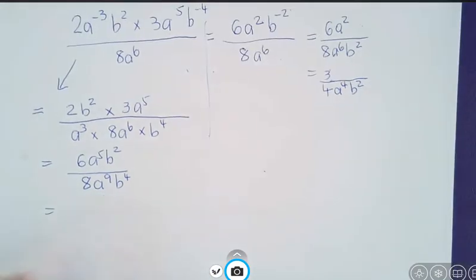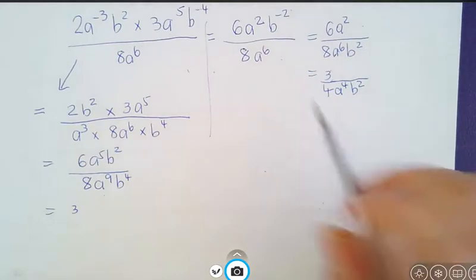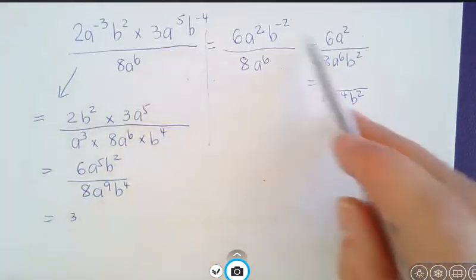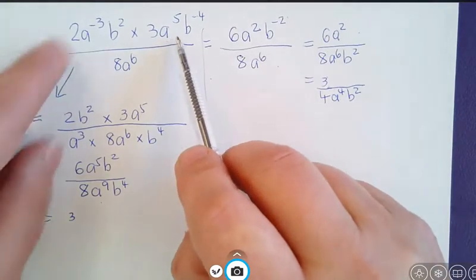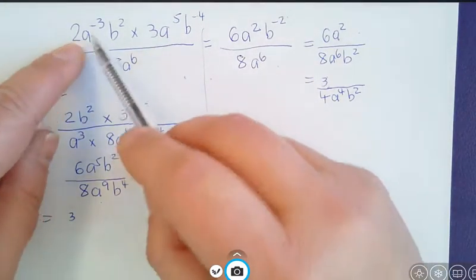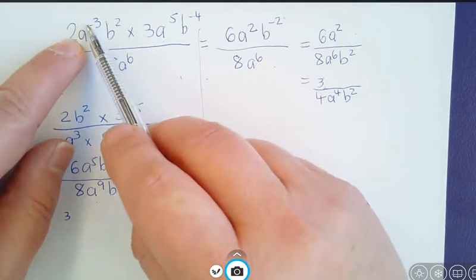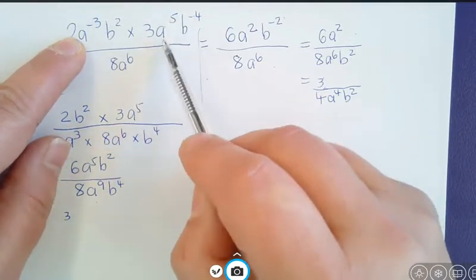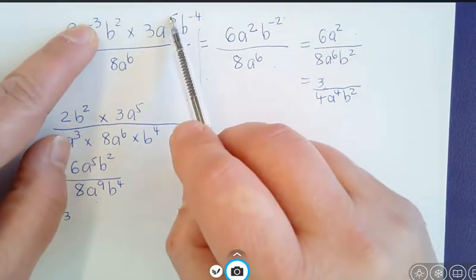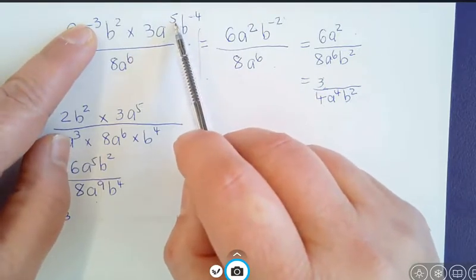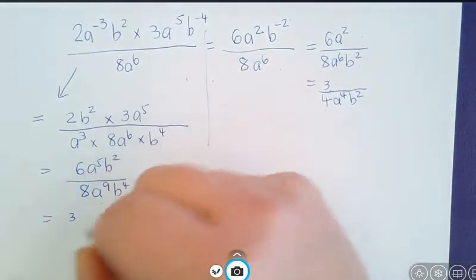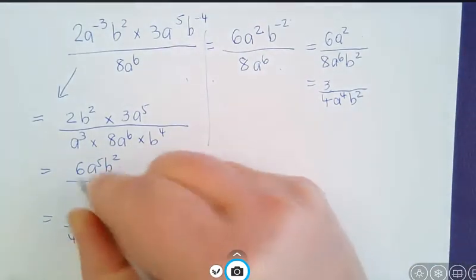And now I start cancelling out. 6 over 8. I actually think this particular one is easier to do it like this. Girls, you can use the index laws as long as the bases are the same. What you're really looking at here is a to the negative 3 times a to the 5. The bases are the same. You add the 2 numbers. You all know how to add and subtract negatives. All right. Looking here, 6/8 is 3/4.